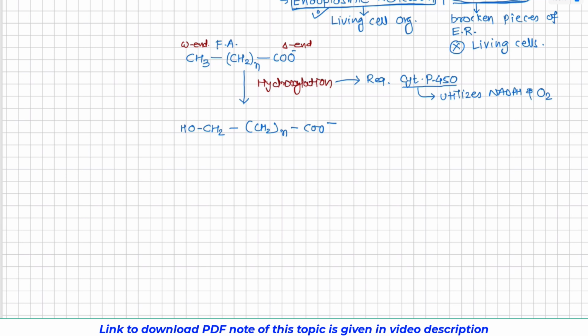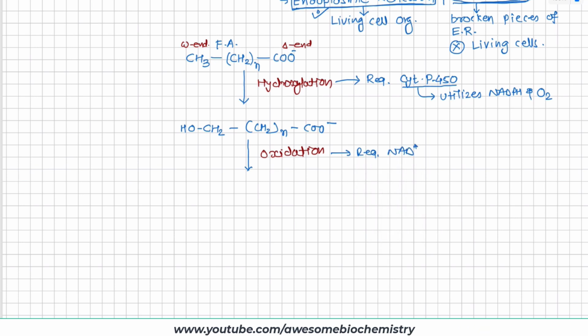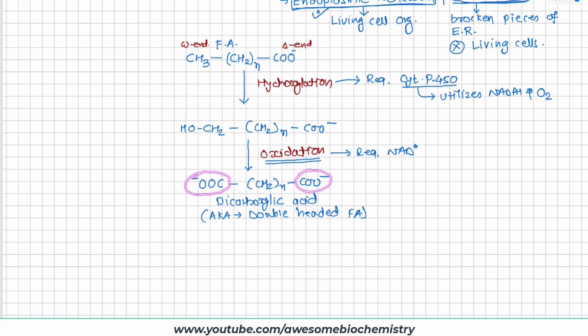Now next, this hydroxylated fatty acid undergoes further oxidation, which requires NAD+. By this oxidation step, this CH2OH gets converted to a carboxylic group, that is COO-, and the remaining structure remains unchanged, so let's write it down. Now, what is this resulting compound called? Notice carefully, there is a carboxylic group at both ends. So this compound is called a dicarboxylic acid. It is also known as double-headed fatty acid because it contains two carboxylic groups, which can be schematically represented as a two polar head.